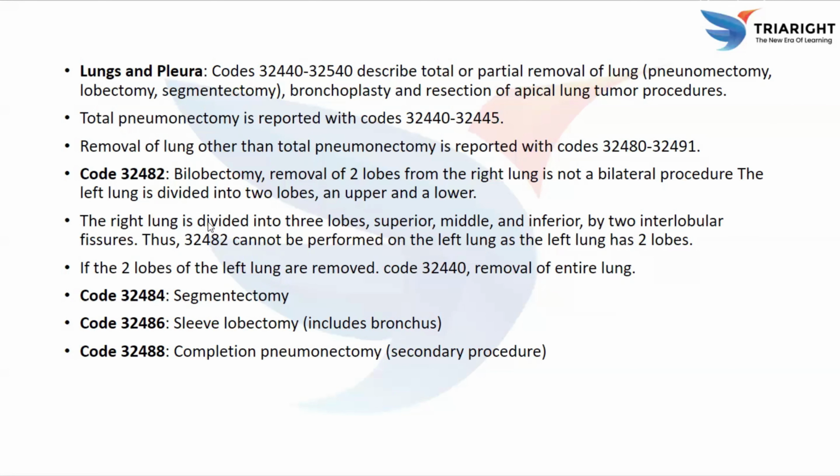So CPT code 32482, bilobectomy, includes the removal of two lobes of the right lung, which is not a bilateral procedure. This cannot be performed on the left lung because the left lung has only two lobes. So removing both is a total pneumonectomy. So bilobectomy means right lung only.